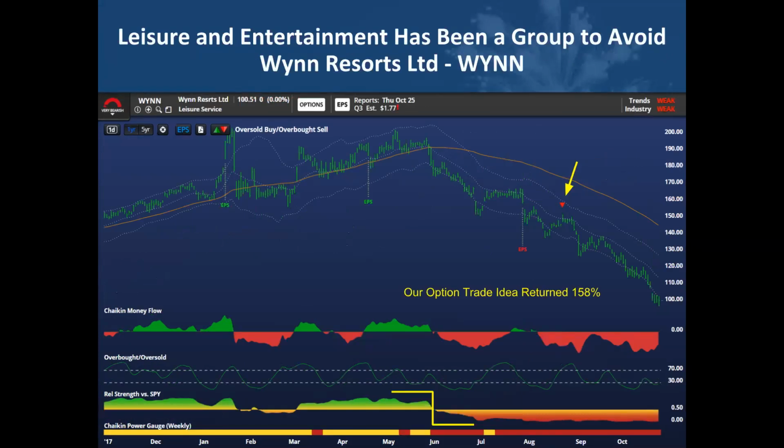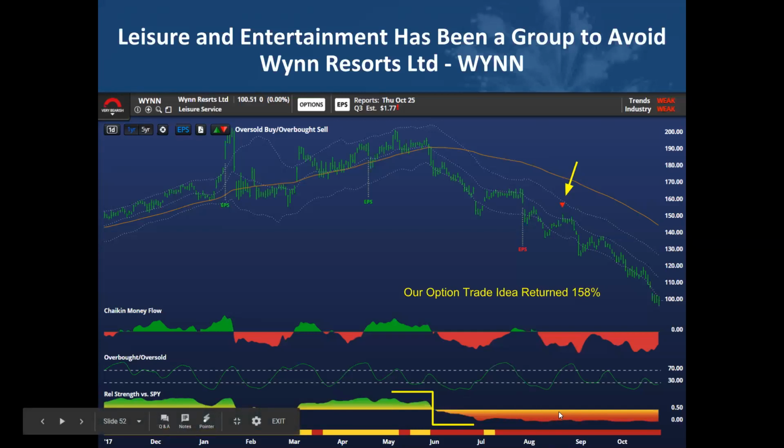One of the names that we identified within that group was Wynn Resorts, ticker symbol WYNN. You can see Wynn began to underperform the market in June. This is the same process. This is what I mean when it's repeatable and reliable. We're just flipping it on its head and using it to the downside. Wynn, with a very bearish rating, began underperforming the market in June.